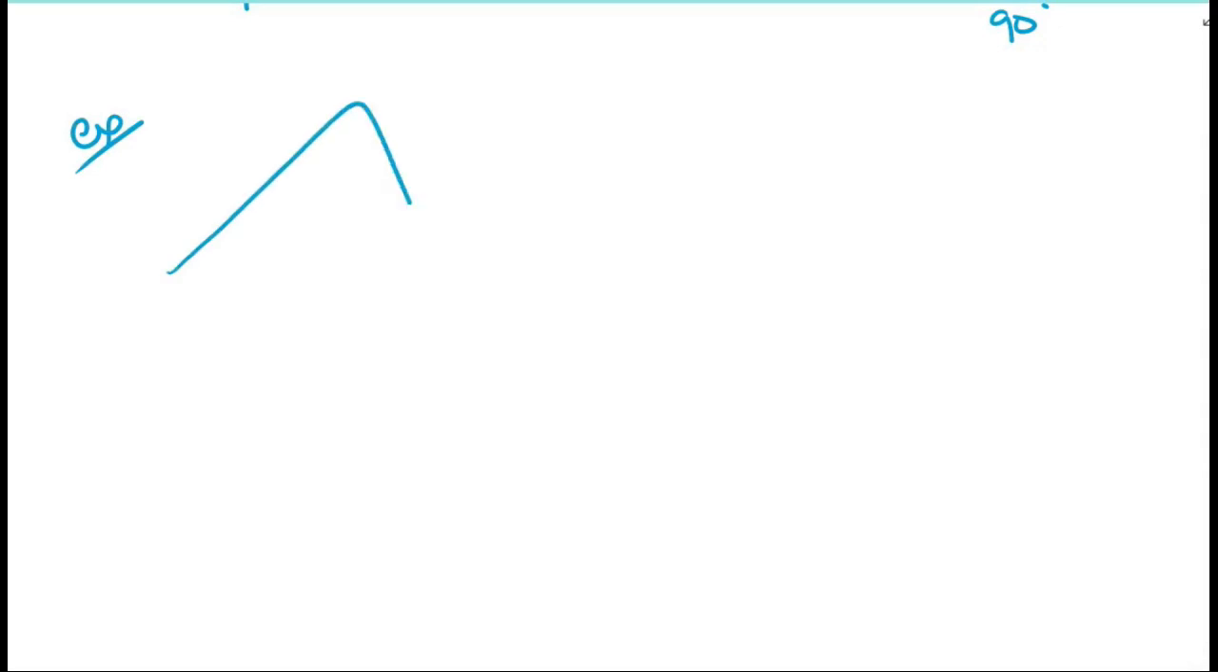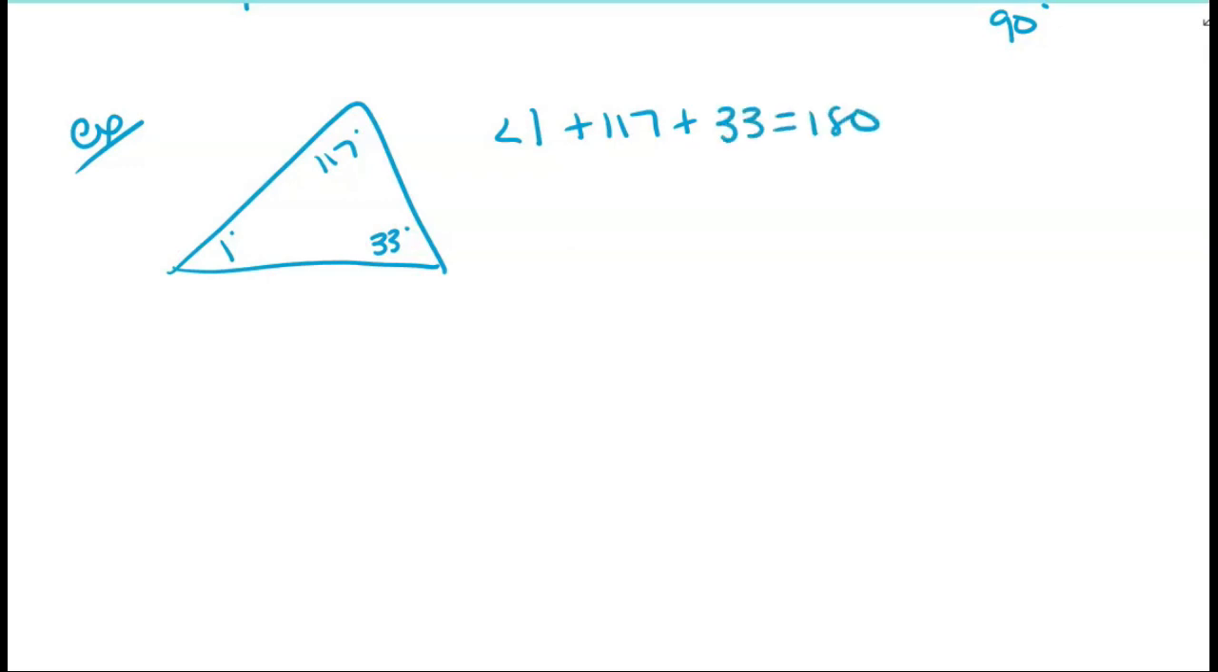Let's say we have a triangle and one of the measures is 117, one of them is 33, and we want to find the missing angle. All right, well, I know that the measure of angle 1 plus 117 plus 33 has to add to 180. So if you do some quick math, then you should get the measure of angle 1 is equal to 30 degrees. Okay, I'm going to trust that you can do these quick math problems.